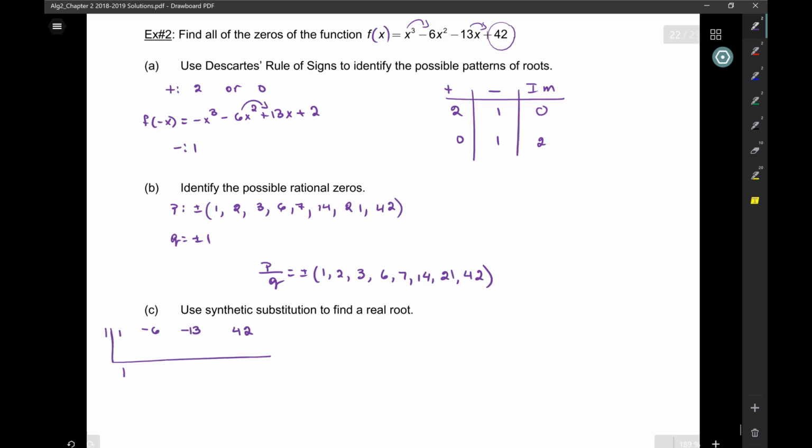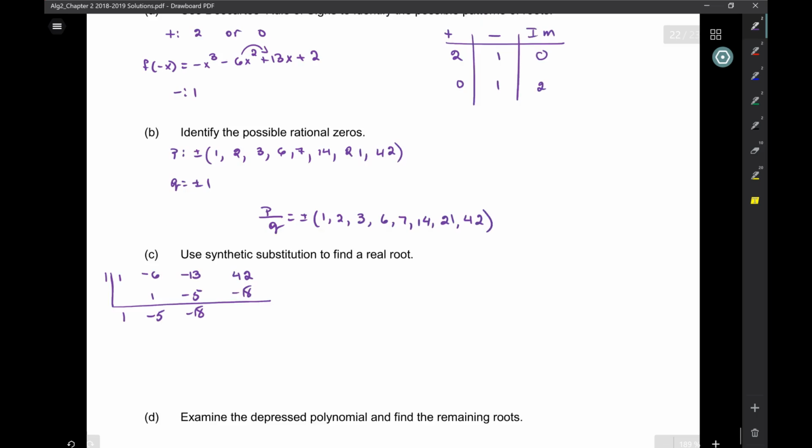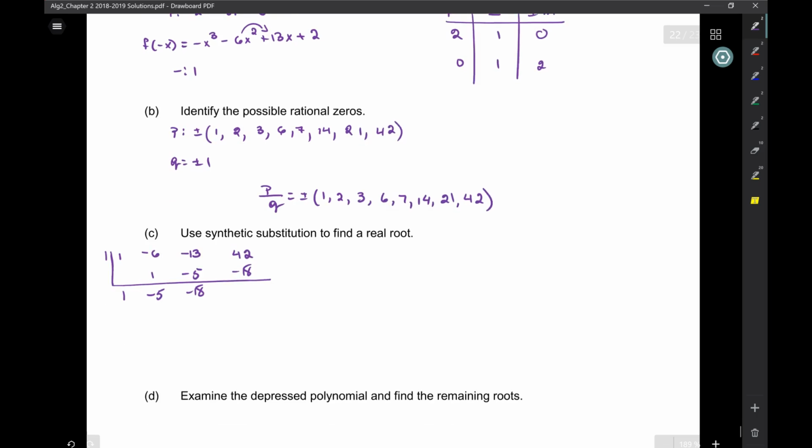All right, so we get 1. Here, you know that you're not going to get a 0, so just leave it. You don't have to find the remainder. You see what I mean? So, okay, 1 didn't work.